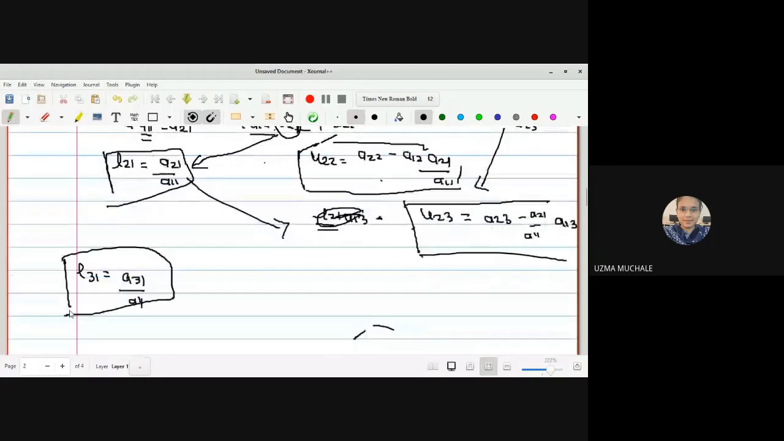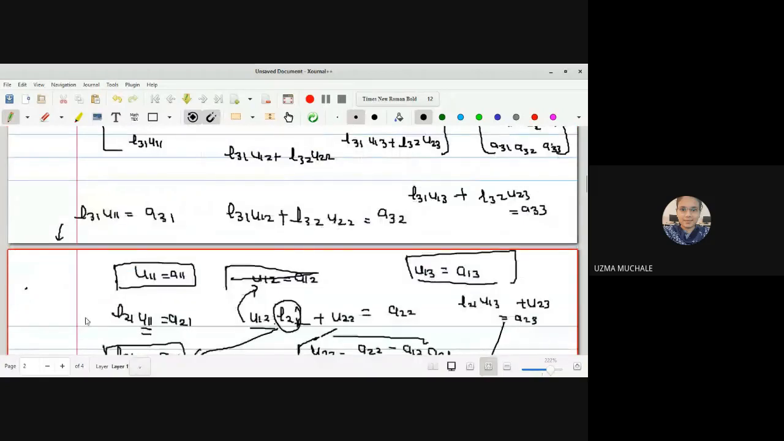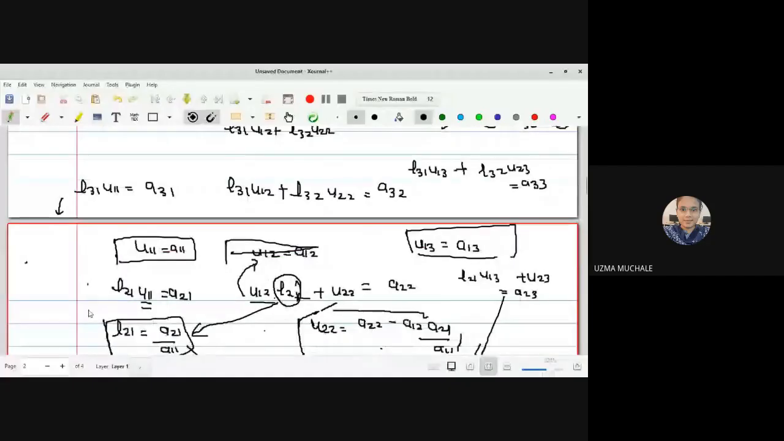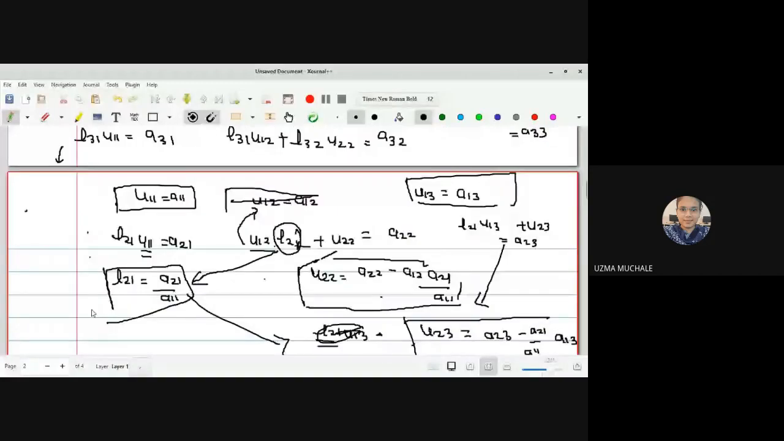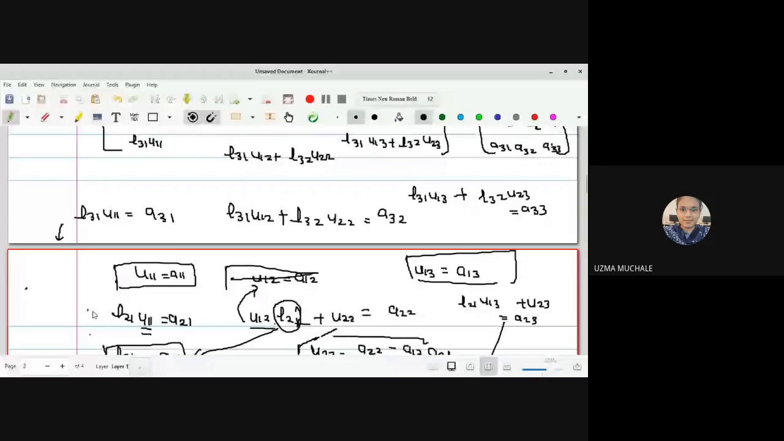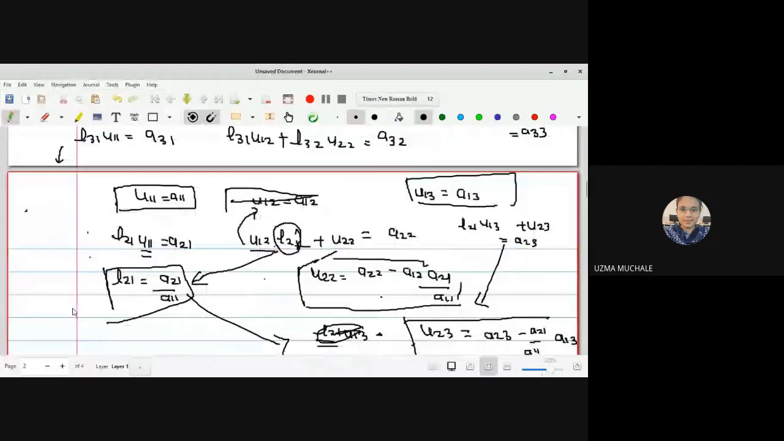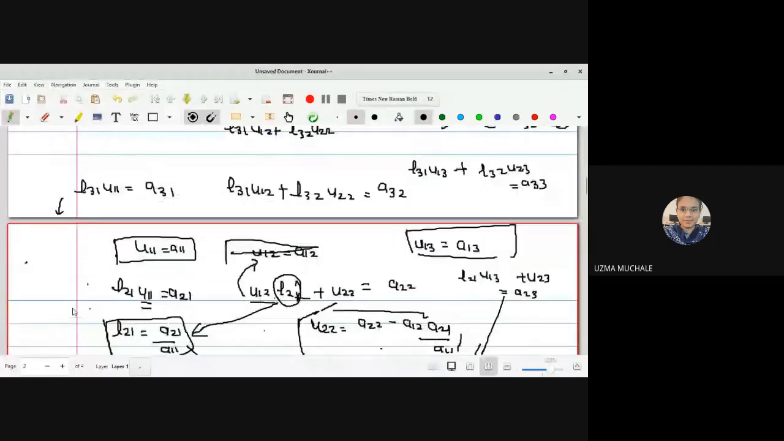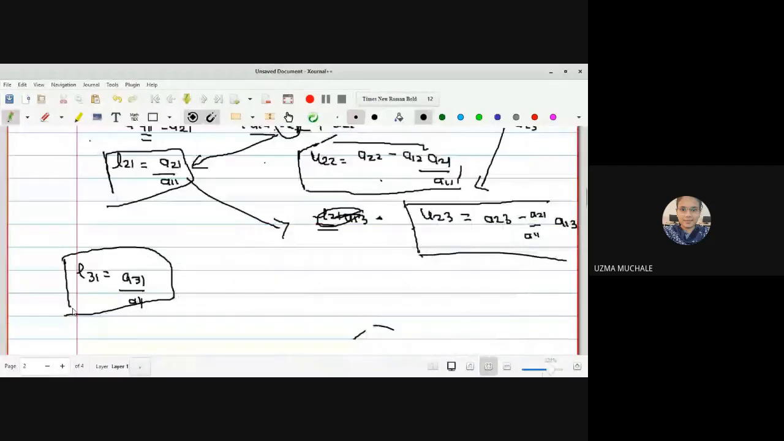Okay. Let us solve the last two equations, in which we now have to find the values. U12 is A12, which is already known. Now what we need to find out is L32. U22 is also known. Try to solve the last two equations and tell me what you get. L31 is known to us, right? L31 is A31 divided by A11.